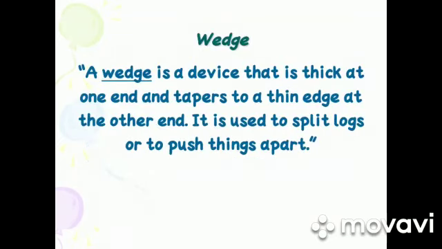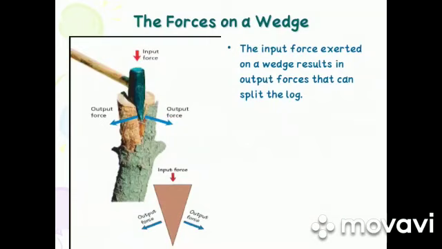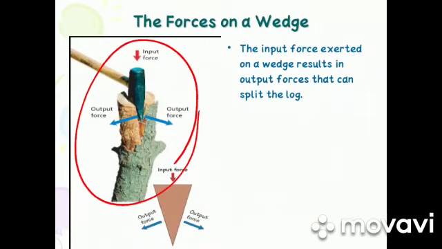Next we have the wedge. A wedge is a device that is thick at one end and tapers to a thin edge at the other end. It is used to split logs or to push things apart. Students, basically a wedge consists of two inclined planes back to back. A wedge is not really a separate type of machine as it works in the same way as the inclined plane. Here the wedge is changing the direction of force.